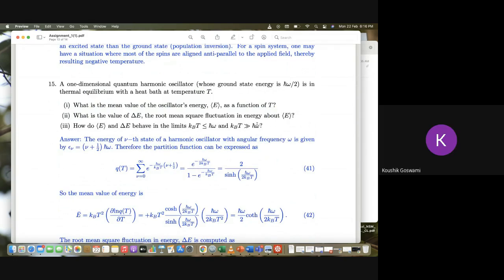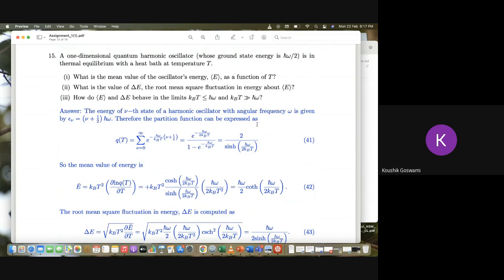Okay. So here actually, for the one-dimensional quantum harmonic oscillator, we have to calculate the average oscillator energy as a function of t. So first thing always is to calculate the partition function, and to get the partition function, we need to know this energy. So energy is given by this epsilon n at nth level. So we can calculate the partition function, that means the sum over e to the power minus beta h omega, n varying from 0 to infinity, and you can get this sine hyperbolic term, 1 by sine hyperbolic term. So you know the q(t).